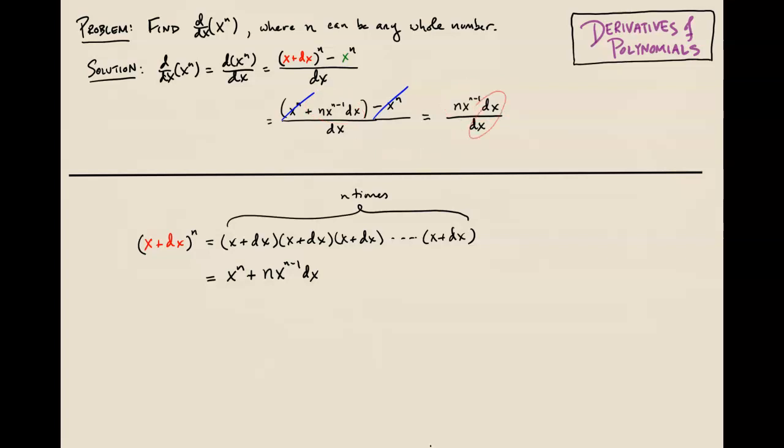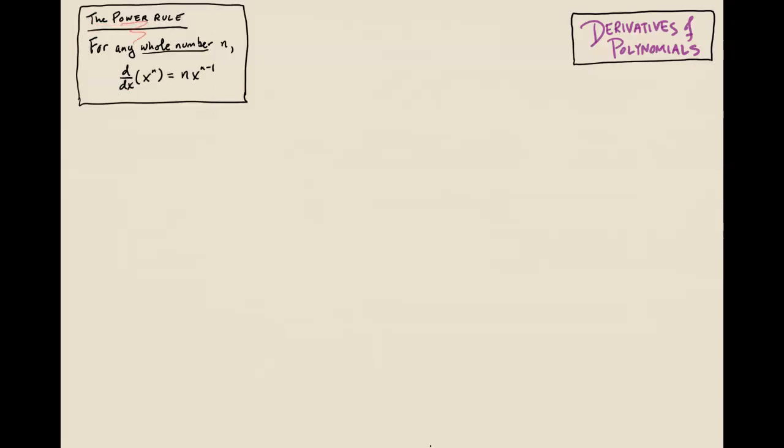And of course, those dx's cancel, leaving us with n x to the n minus 1. Aha! This is the result we sought. Please be sure you understand why every one of these equal signs is justified. But for now, let me just summarize the result. We have just proven that for any whole number n, the derivative of x to the n is nx to the n minus 1. And this very important result is often known as the power rule.